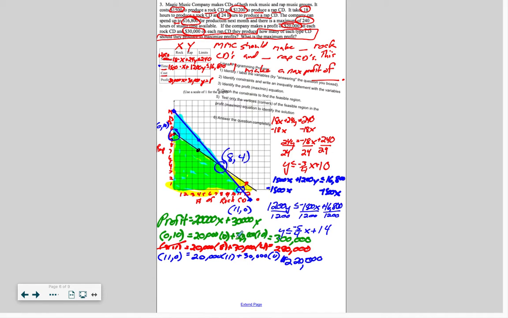So we can maximize profit by doing 0 rock CDs and 10 wrap CDs, and that'll get us $300,000.